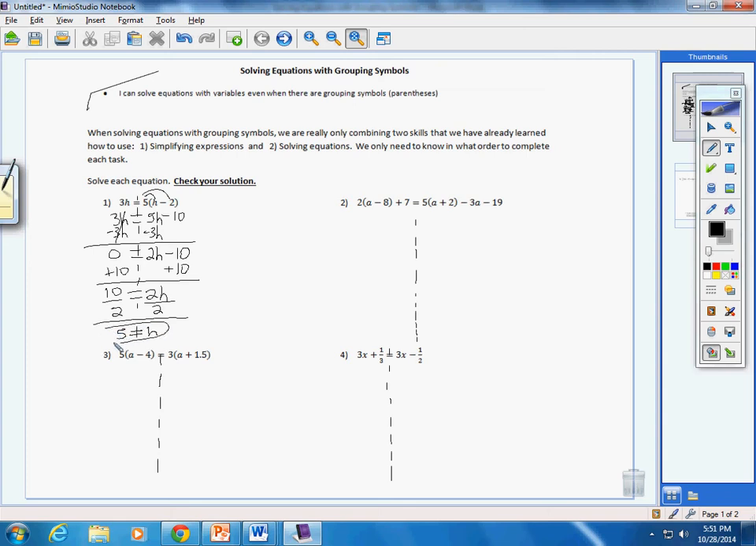Folks, the directions say to check. You should take this and put it back in up here. 3 times h is 15, so the left side has 15. Let's see what the right side equals. What is 5 minus 2? That's 3. 5 times 3 is 15. Guess what? Both of your sides are the same, so your answer checks. You guys should show the check. I'm only not doing it for time's sake. I don't want you to have a 20-minute video.